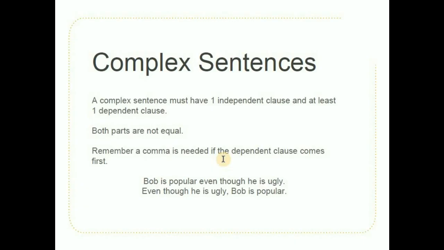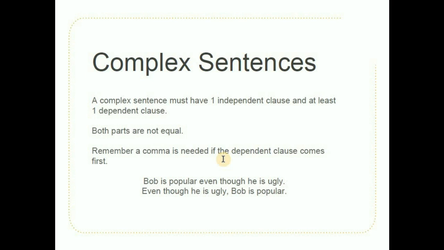Let's take a few moments to review what we have just learned. In a complex sentence, we will have one independent clause and at least one dependent clause. The two parts of the sentence are not equal, unlike a compound sentence. We can put the independent clause first or second, but remember that the comma will only come in the middle of the sentence when the dependent clause is first.